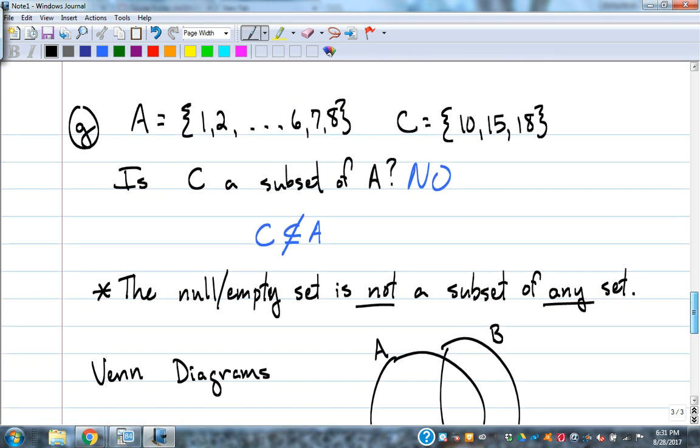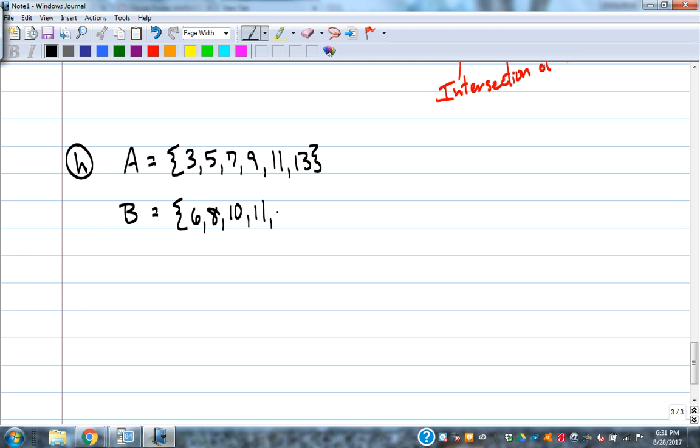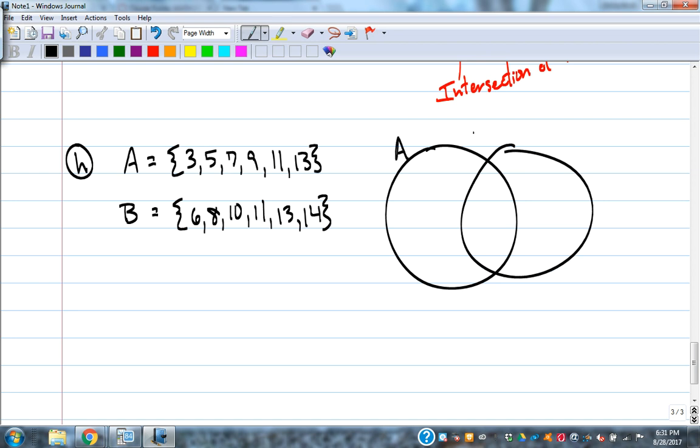and put it into a Venn diagram. Letter H here. Set A has these elements: 3, 5, 7, 9, 11, and 13. Set B, 6, 8, 10, 11, 13, and 14. Not really a pattern established on that set B, but it doesn't matter. Let's build a Venn diagram for those 2 sets. So I'm going to draw 2 circles with the overlap. This is going to be letter A. This is going to be set B.